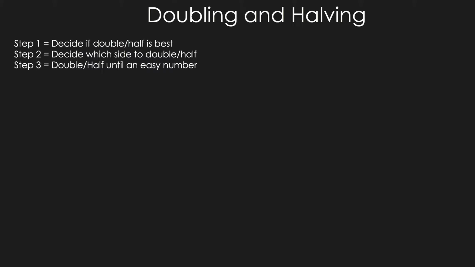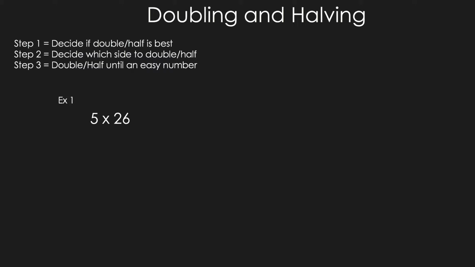Step 1, decide if double and half is best. Sometimes it's not, and we'll discuss that in a short while. Step 2, decide which side to double or half. And step 3, double or half until an easy number.